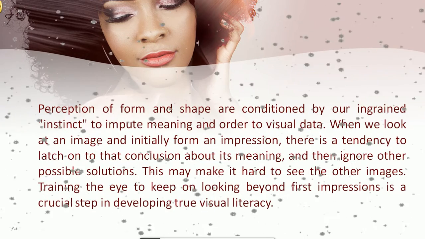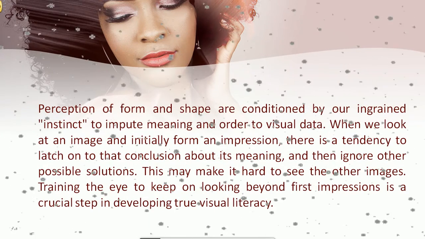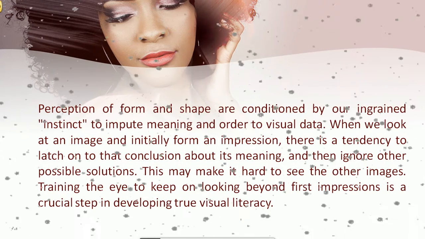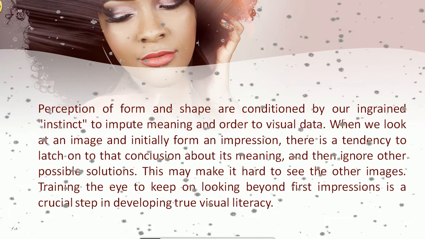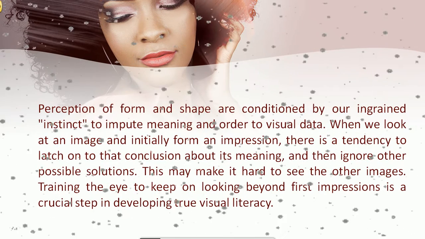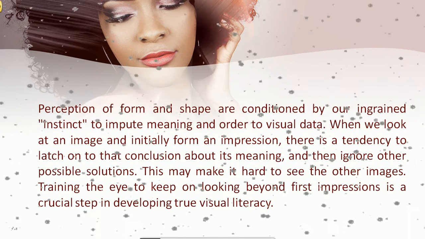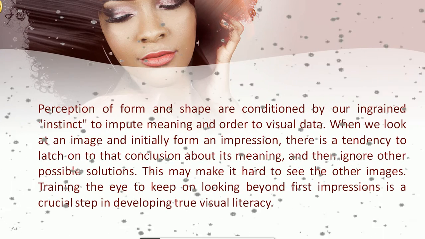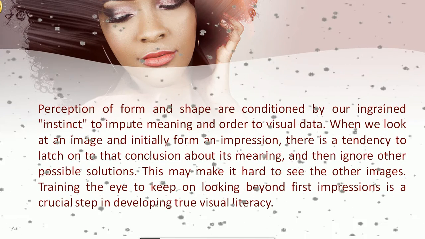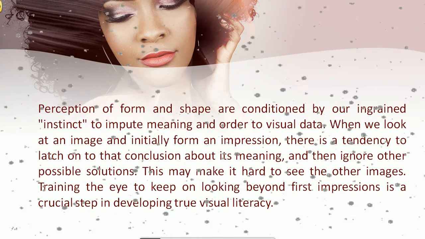Perception of form and shape are conditioned by our ingrained instinct to impute meaning and order to visual data. When we look at an image and initially form an impression, there is a tendency to latch onto that conclusion about its meaning, and then ignore other possible solutions. This may make it hard to see the other images. Training the eye to keep on looking beyond first impressions is a crucial step in developing true visual literacy.